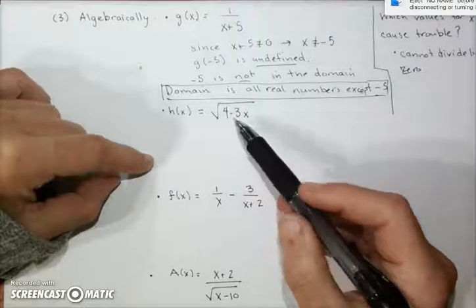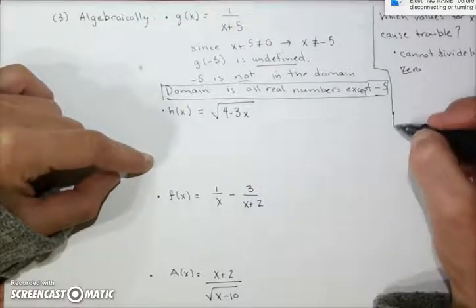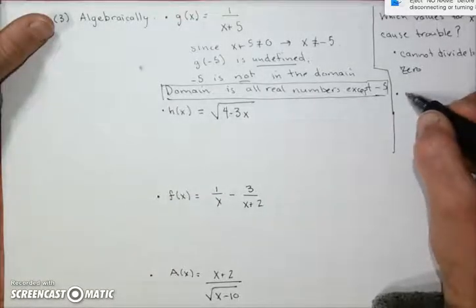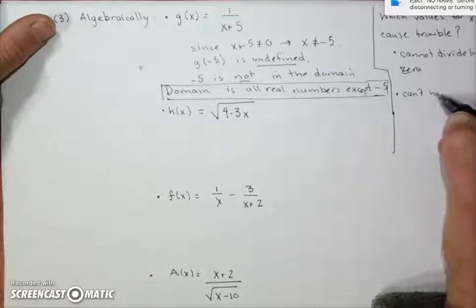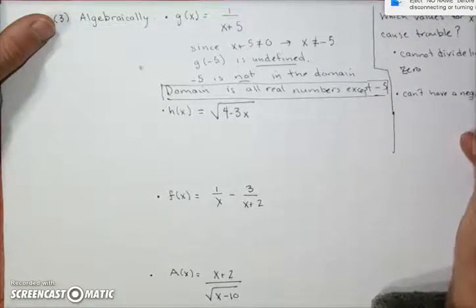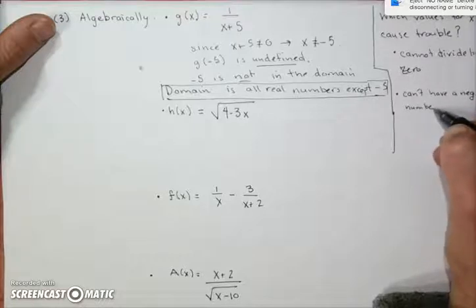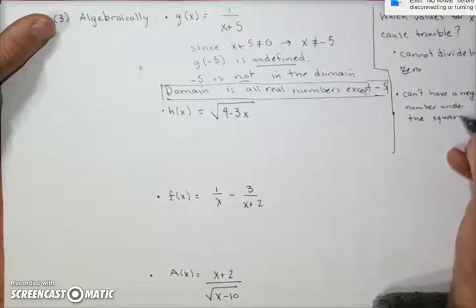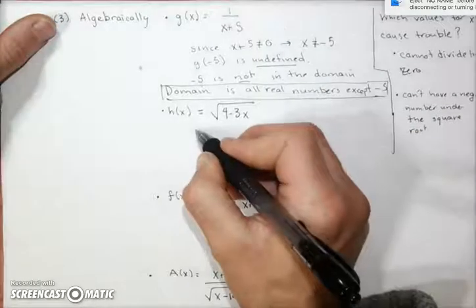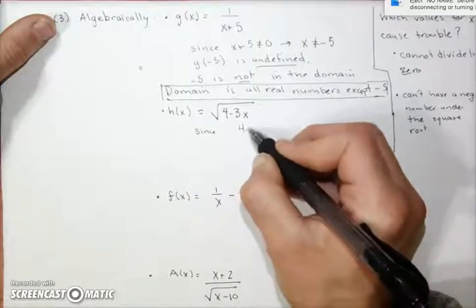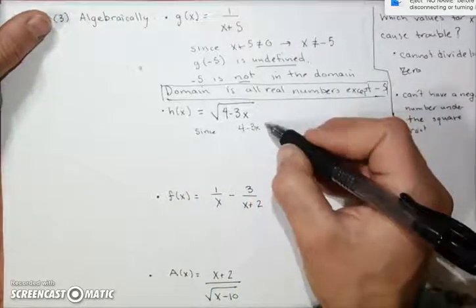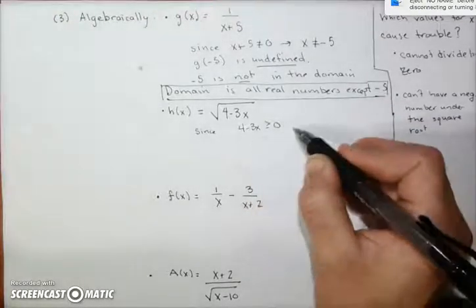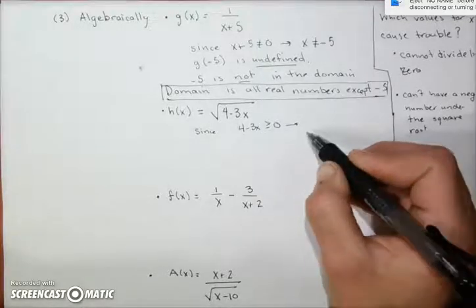Another example, here we have a square root sign. So what can go wrong with the square root? Well, we're not dealing with imaginary numbers, so we can't have a negative number under the square root. We can have 0. So since 4 minus 3x must be greater than or equal to 0, we can just continue to solve this equation for x.